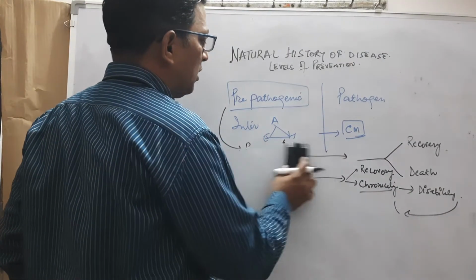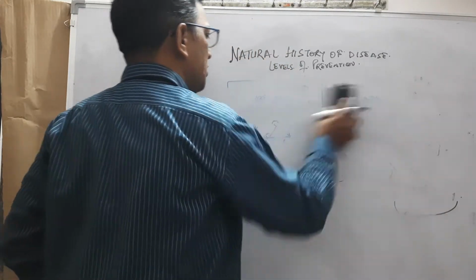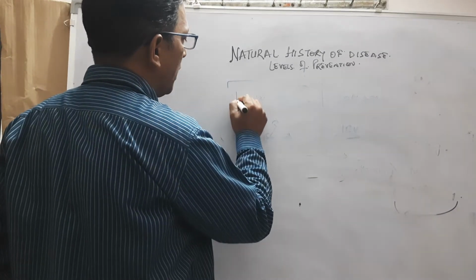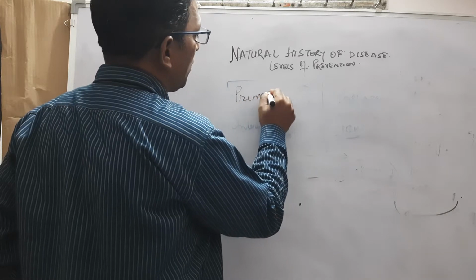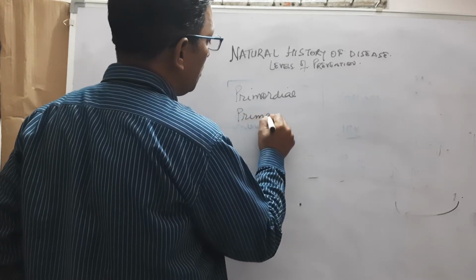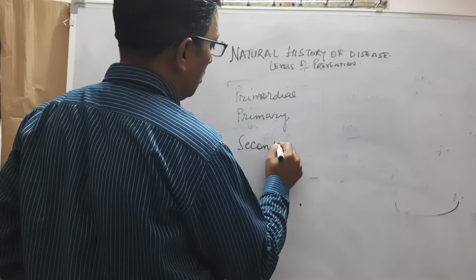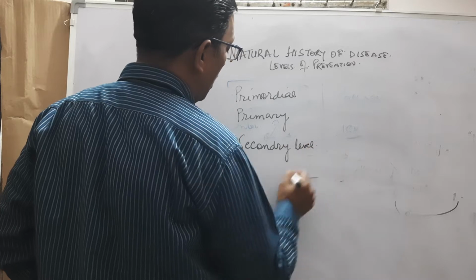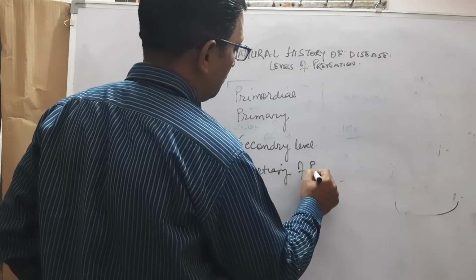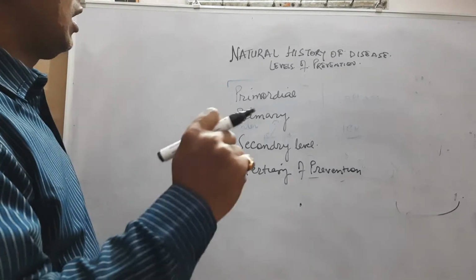What are the different levels of prevention? There are 4 different levels of prevention. The first one is primordial level of prevention. The second is the primary level of prevention. The third is the secondary level of prevention. And the last is your tertiary level of prevention. Now, what is this primordial level of prevention?